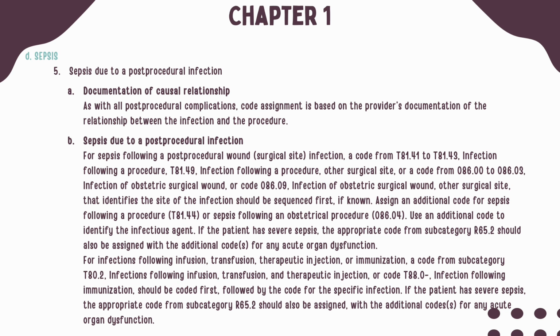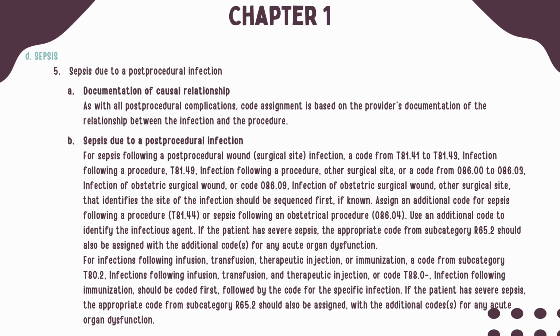O86.00 through O86.03 if the infection is from an obstetrical wound, or O86.09 if the obstetrical wound is on an other surgical site location. An additional code should be assigned for sepsis following a procedure based on the type of sepsis, whether it is non-obstetrical or obstetrical. If the patient has severe sepsis, the appropriate code from subcategory R65.2 should also be assigned, with additional codes for any acute organ dysfunction that's present.